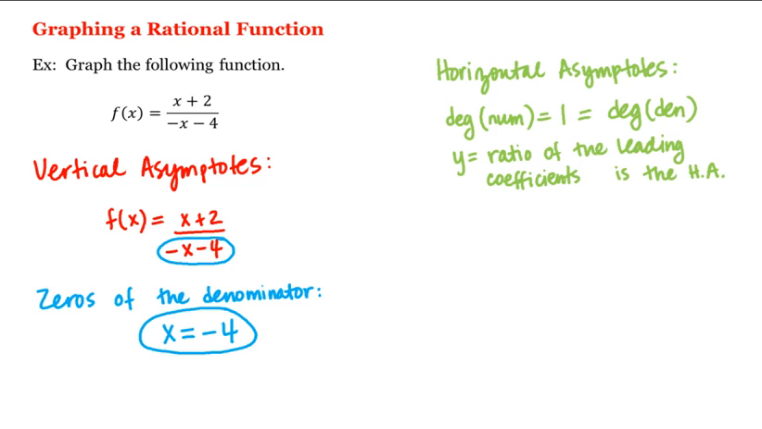So what are those leading coefficients? Well, looking back over here, the leading coefficient in the numerator is 1, and the leading coefficient in the denominator is negative 1. That means y is equal to 1 divided by negative 1, or y is equal to negative 1 is the horizontal asymptote. So now that we have our asymptotes, let's find a few points on our graph on either side of this vertical asymptote here, this x equal to negative 4.